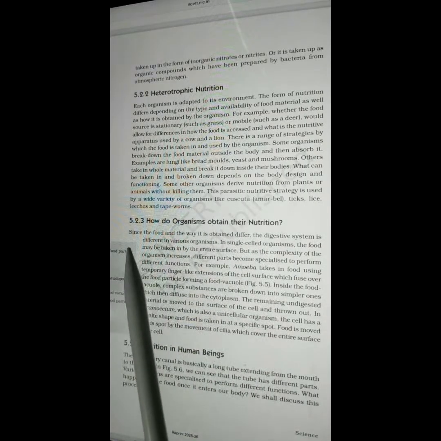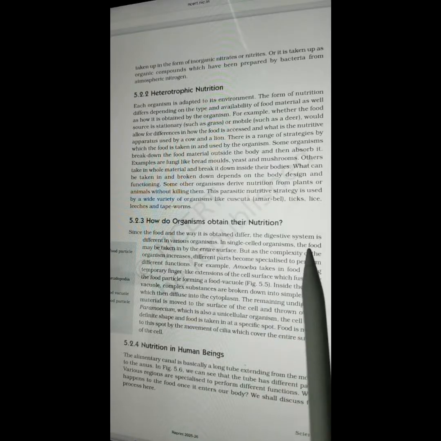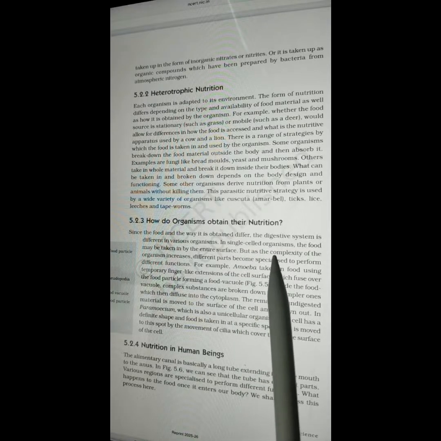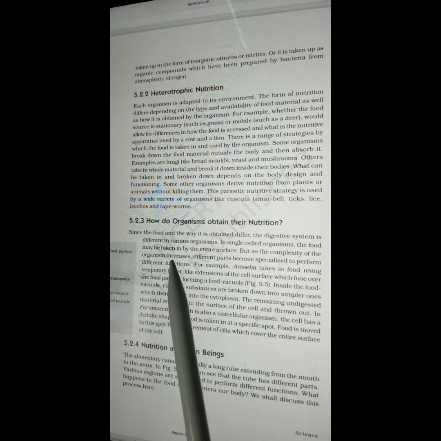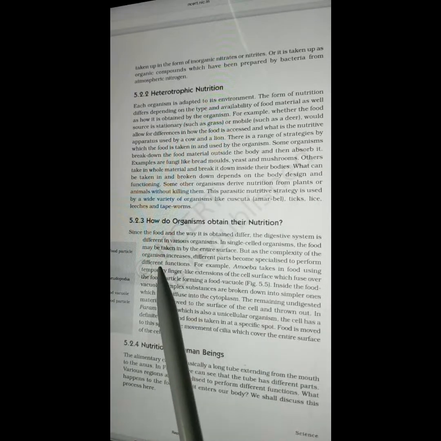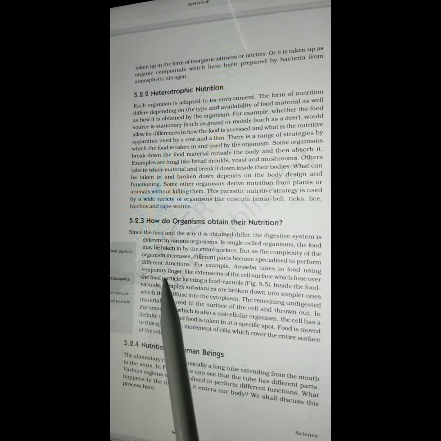5.2.3 How do organisms obtain their nutrition? Since the food and the way it is obtained differ, the digestive system is different in various organisms. In single celled organisms, the food may be taken in by the entire surface, but as the complexity of the organism increases, different parts become specialized to perform different functions.